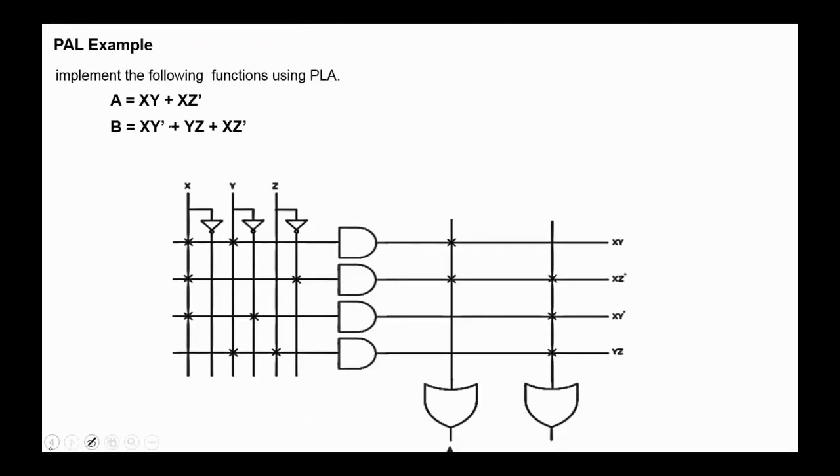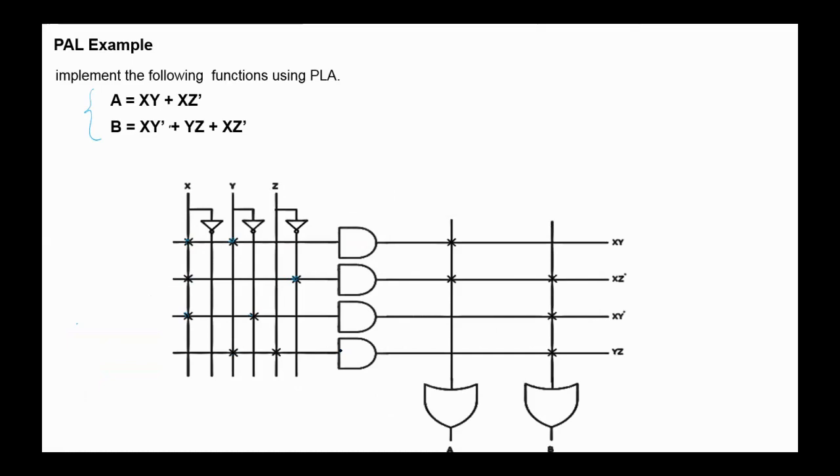For example, to implement the Boolean functions A and B given in this form using PAL. As you see, to this AND gate we apply XY, here X and Y. To the second we apply X and not Z. To the third, X and not Y. And to the last, YZ.